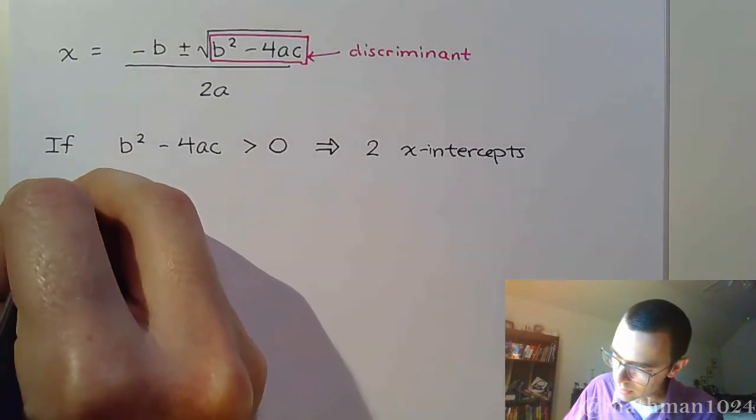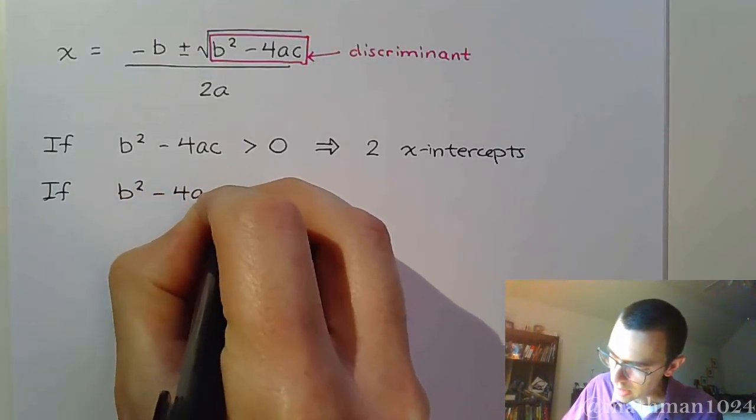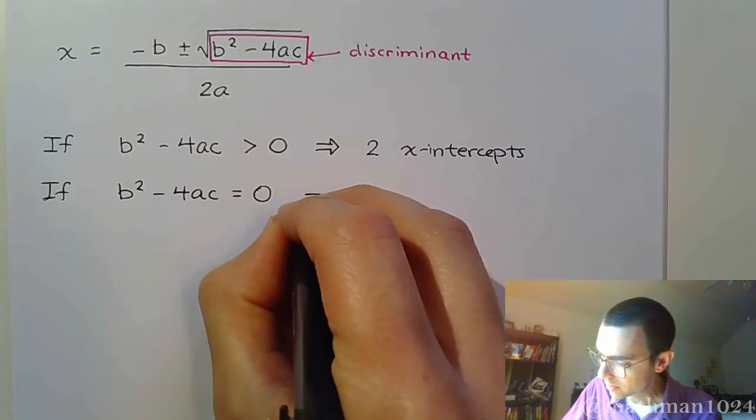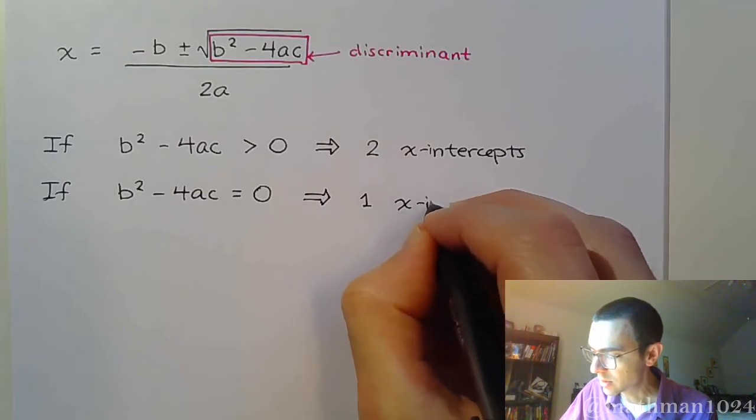If, however, this discriminant is equal to 0, then we only have 1 x-intercept.